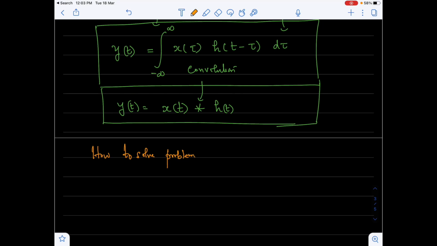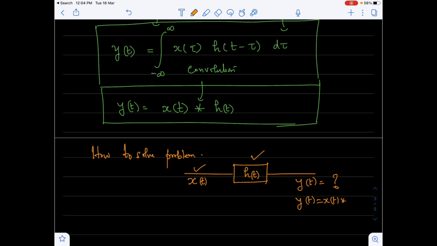So what is given that we have to see. The h of t of a system is given, and the input x of t is also given, but we need to find what is the output of the system. How to find the output? Output is x of t convolution h of t, but it can be proven that it is also the same as h of t convolution x of t, right? So this can be proven. I am not going to the proof of this.